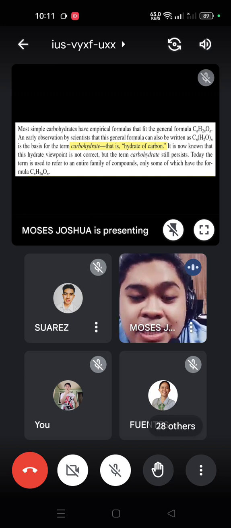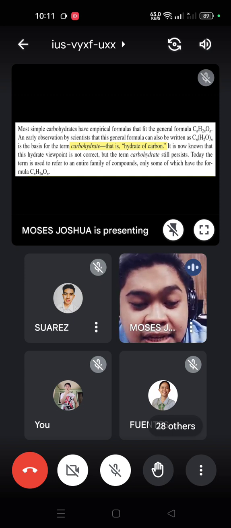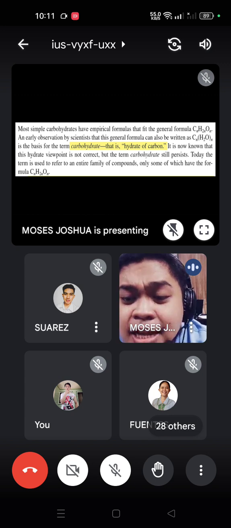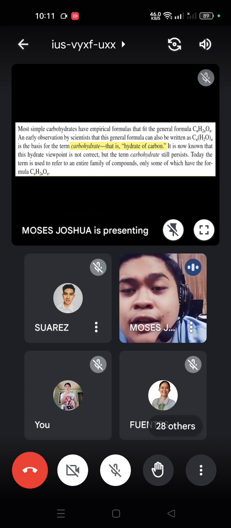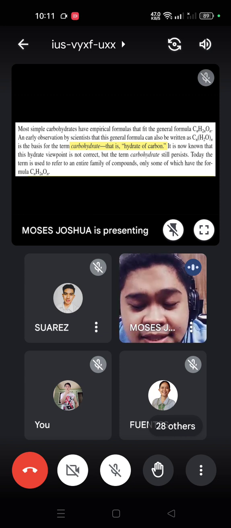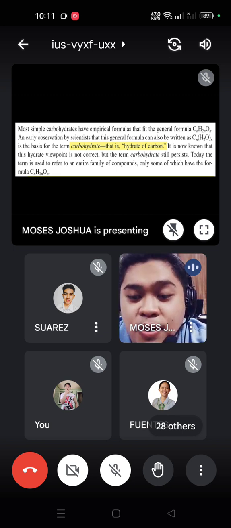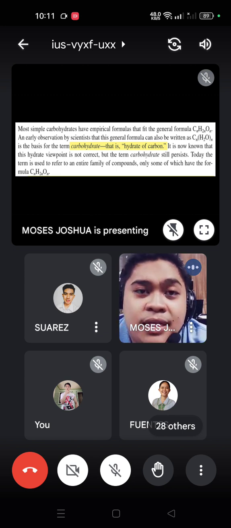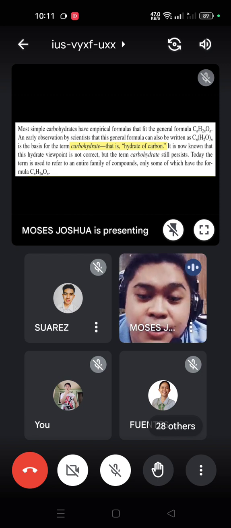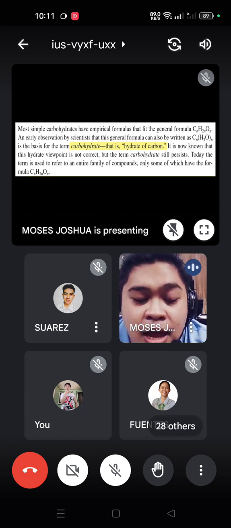Please take note that most carbohydrates are saturated compounds, meaning all of them have single bonds, or all of them are alkanes. I hope you still remember some of your inorganic and organic concepts, because these concepts are very vital in building understanding about a particular macromolecule, and in today's context it's carbohydrate.